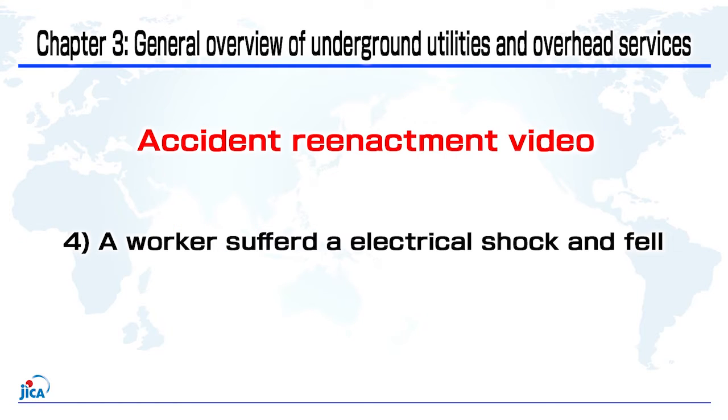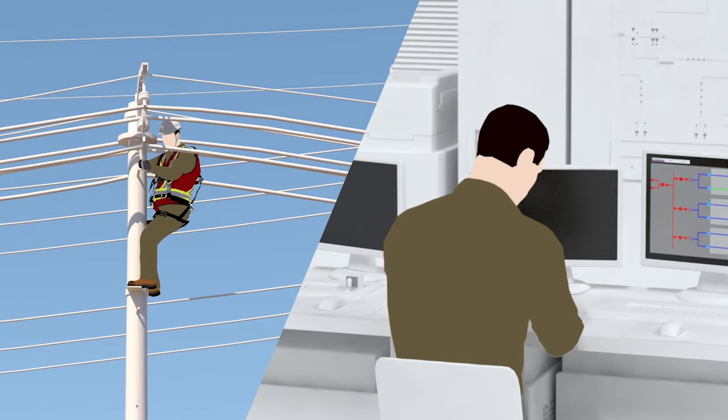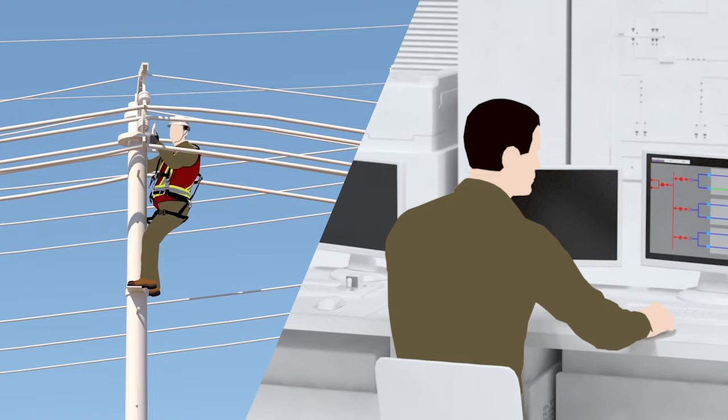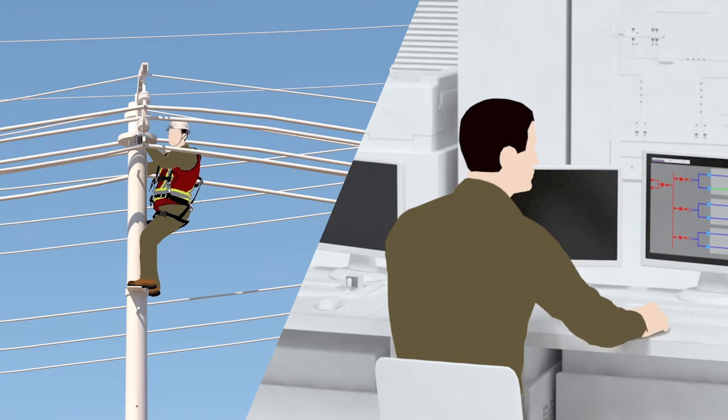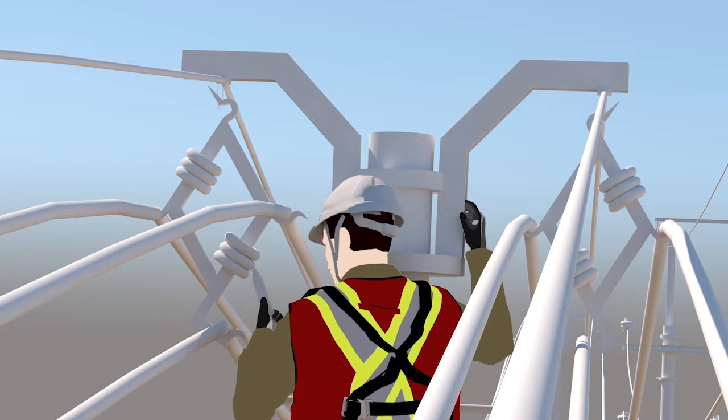This is an accident which occurred during power line relocation work. Power lines from an existing utility pole were being relocated to a temporary utility pole. It's taking longer than I thought. I hope we can finish on schedule.